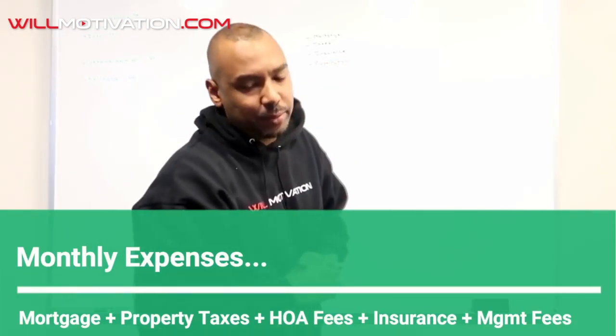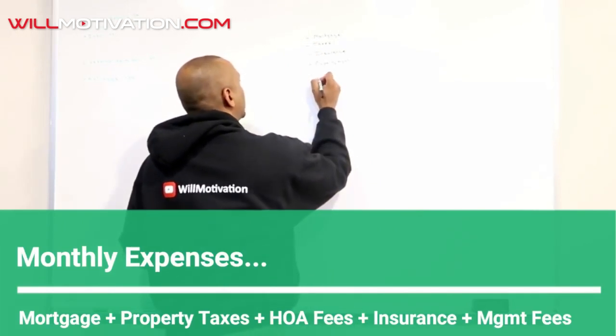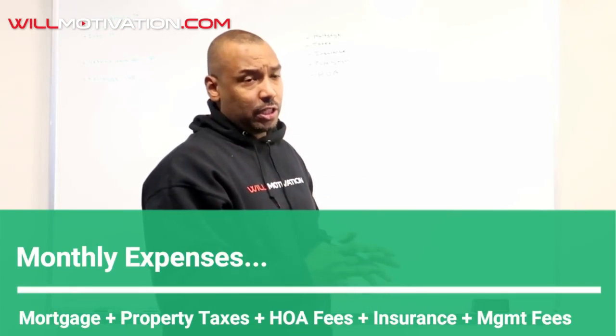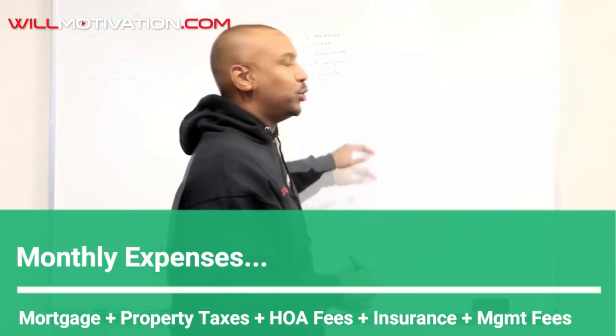After property management, what other expenses do you have? You might have a homeowners association, so we'll put HOA. Typically, if you bought and are renting out a condo, there are almost always homeowners associations or condo fees. So that's what that would be. You break it down to a monthly amount.